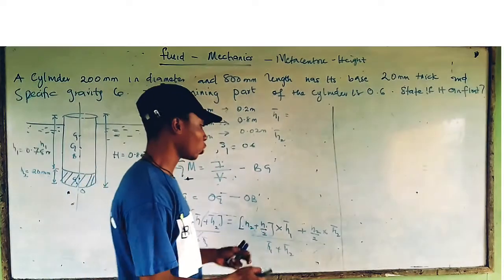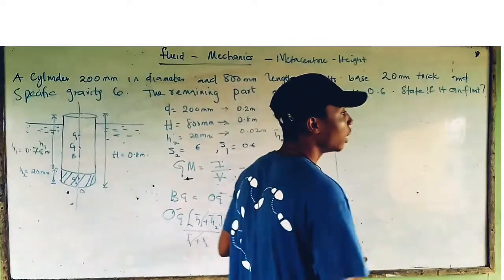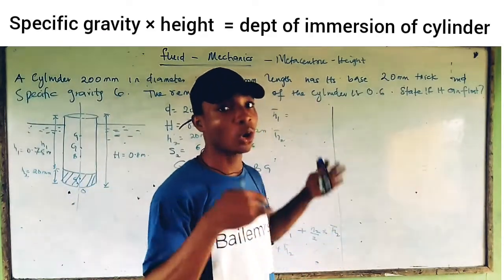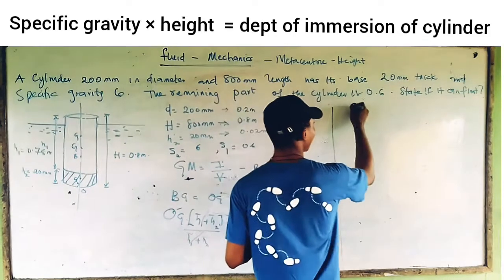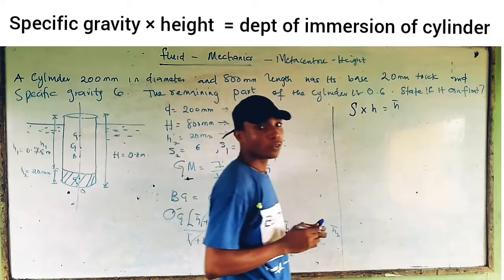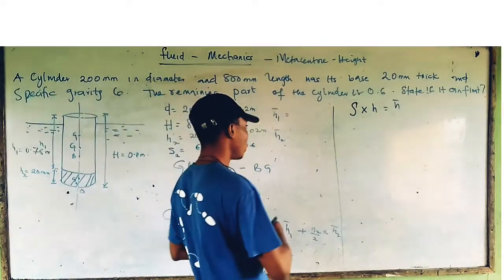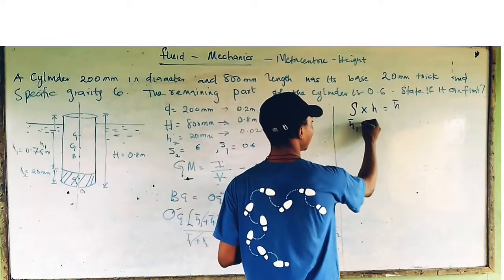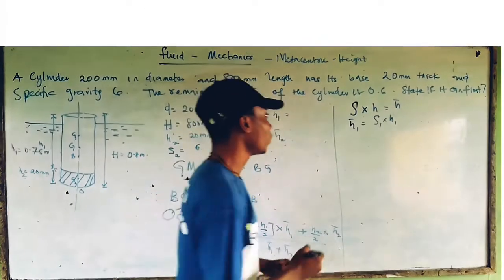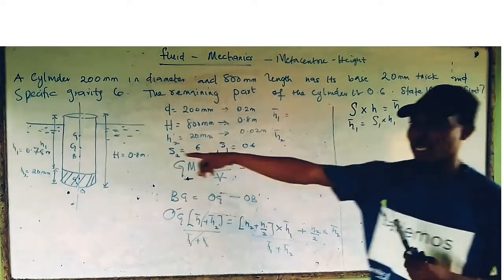So how do we get the depth of immersion of both the top and the bottom cylinder? We said there's a rule that says the specific gravity multiplied by the height of any medium will give me the depth of immersion of that medium. So basically that's what we're going to apply in solving my OG. So for depth of immersion 1, we have specific gravity S1 times the height of the top cylinder, which is H1, and H1 is 0.78.